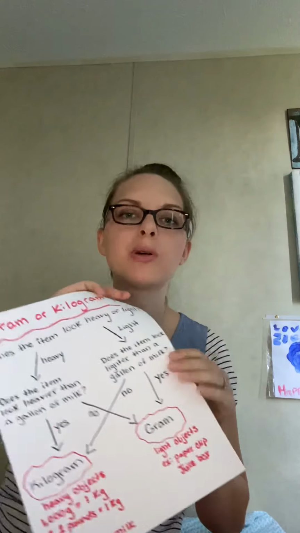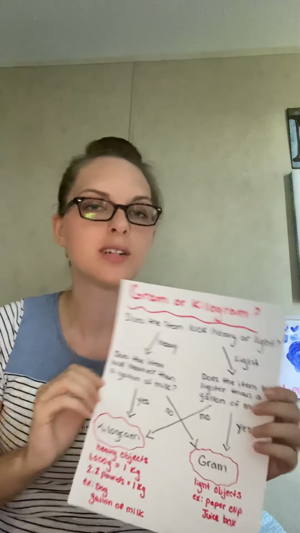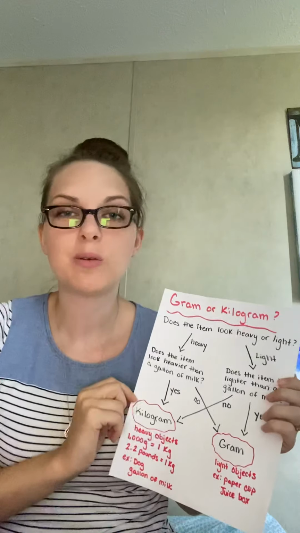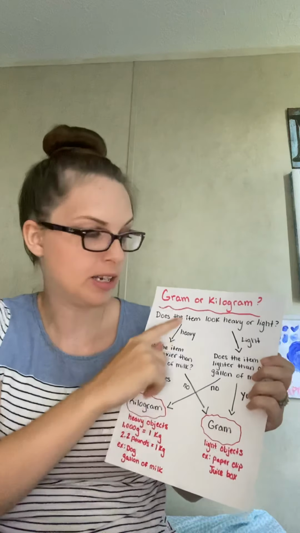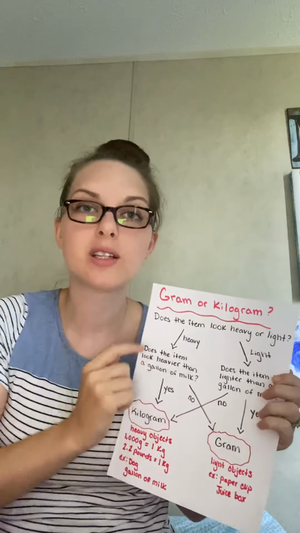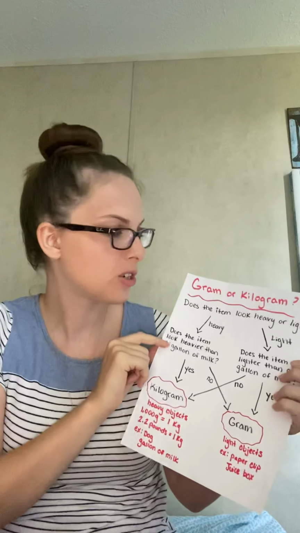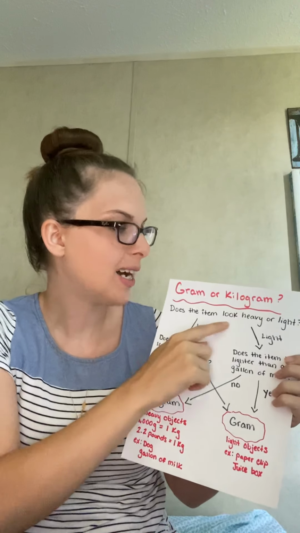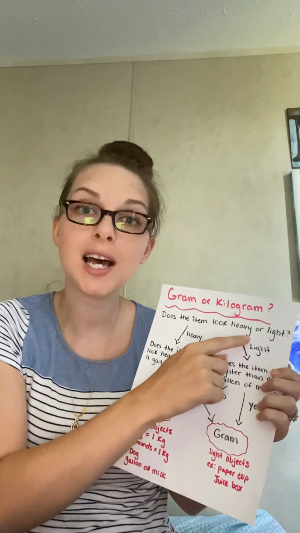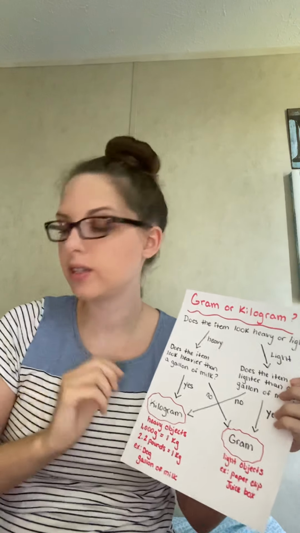Alright, so let's look at our anchor chart. I want everybody to pull it up on your computer unless you have it printed out, about how we're going to determine whether we think an item should be weighed in grams or kilograms. So let's look at our first question. The first question we need to ask ourselves: does the item look heavy or does it look light? We're going to do this example together and I'm going to help you all practice.